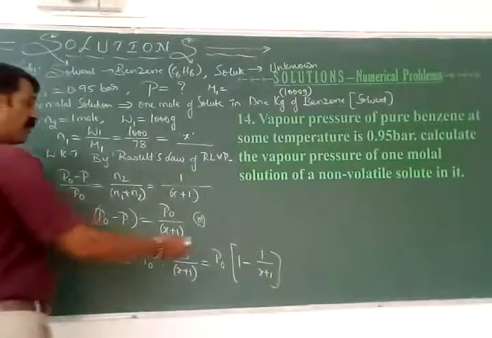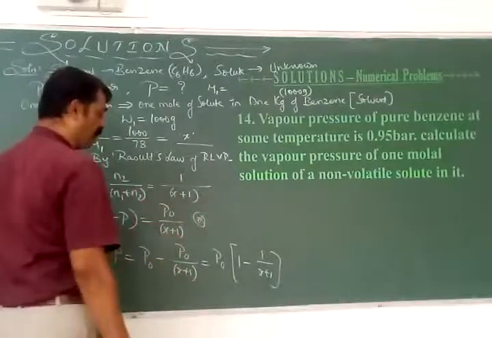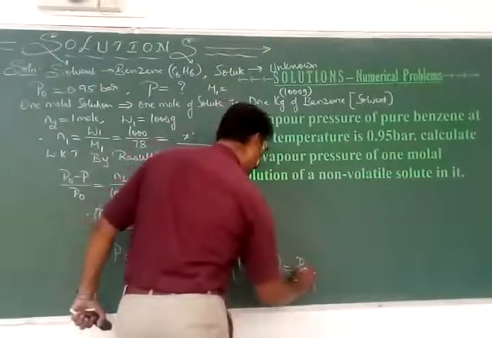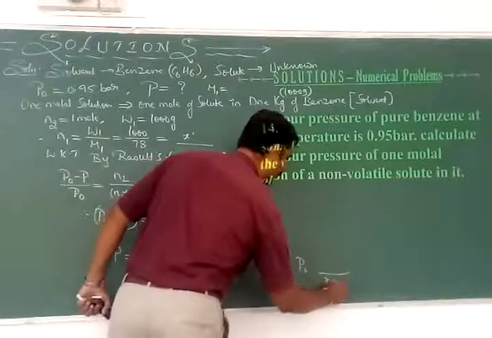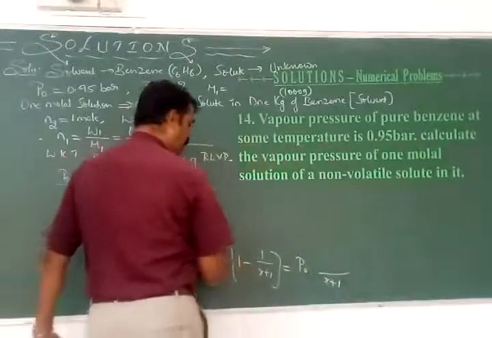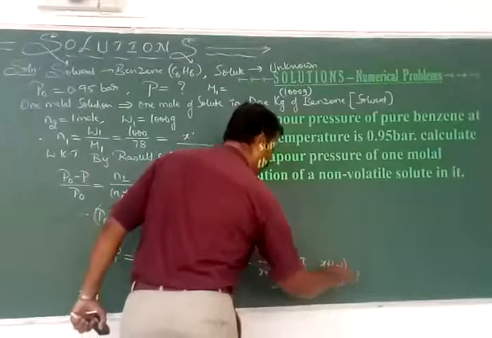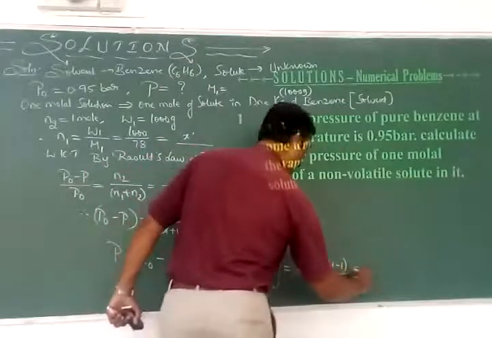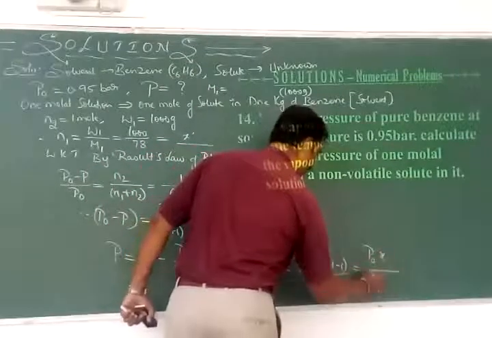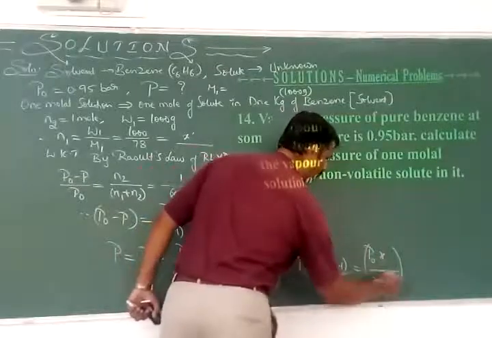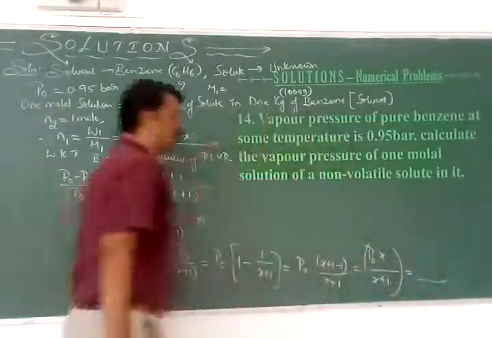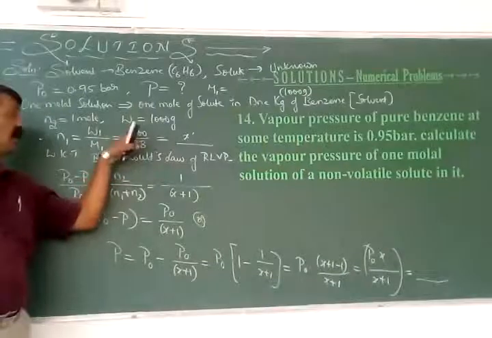I can mention that as X plus 1 minus 1. That is equal to P0 into, LCM is what? X plus 1. So here it is X plus 1 minus 1, that is equal to X. That is equal to P0 into X divided by X plus 1. So here, what is X? It is 1000 by 78.